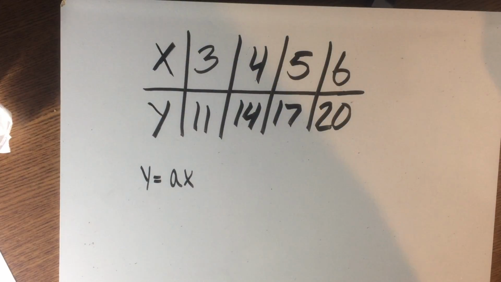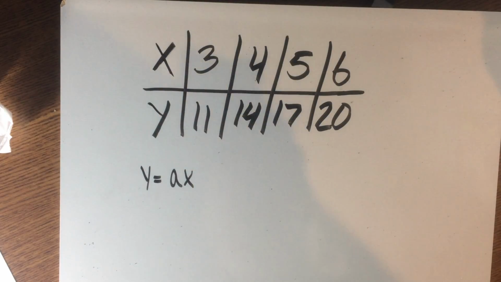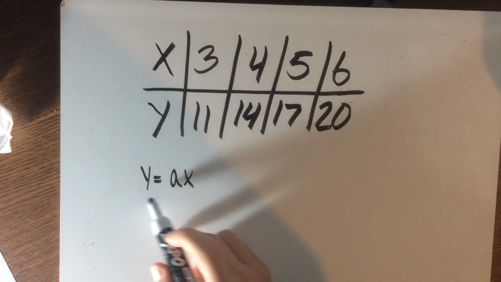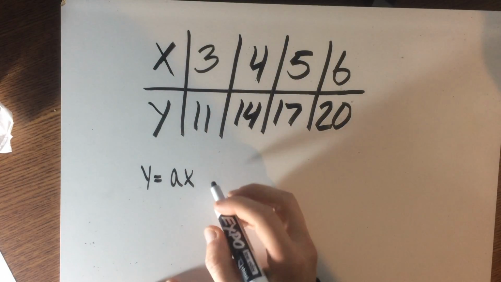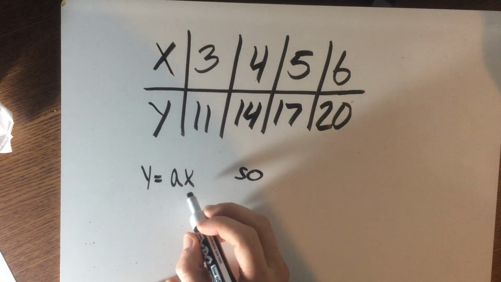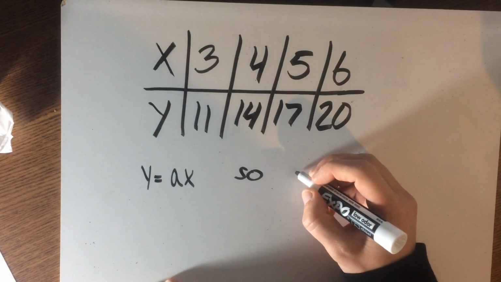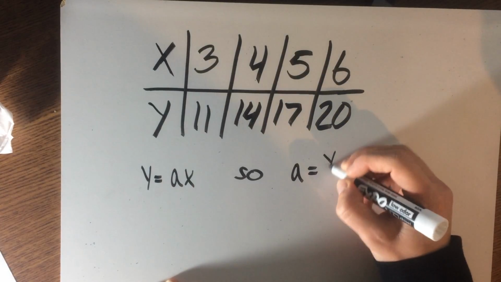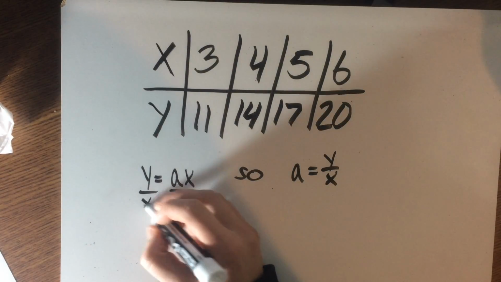All right, so now we're going to go ahead and try to tell whether a table represents direct variation. So here's the table shown on the top of page 29. And what we're going to do is use the direct variation formula and switch it. If we were to divide by x here and isolate our a, we would end up getting our formula to look like this: a equals y over x, and you can see that right here.